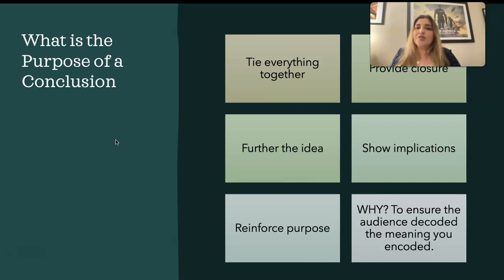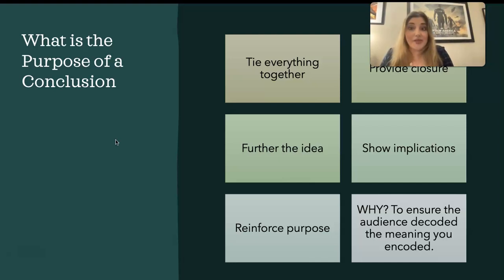You want to provide closure here. You want to pull it all together and provide closure. Further the idea if you can. This is sometimes not easy to do. I was able to do it with this one though. I'll show you how. Show implications, reinforce your purpose. What was the reason you told this? You might want to bring up, like, maybe you have had this and them helping you understand what it is, and maybe you haven't. And if you ever do, now you know what it is, and it doesn't scare you.